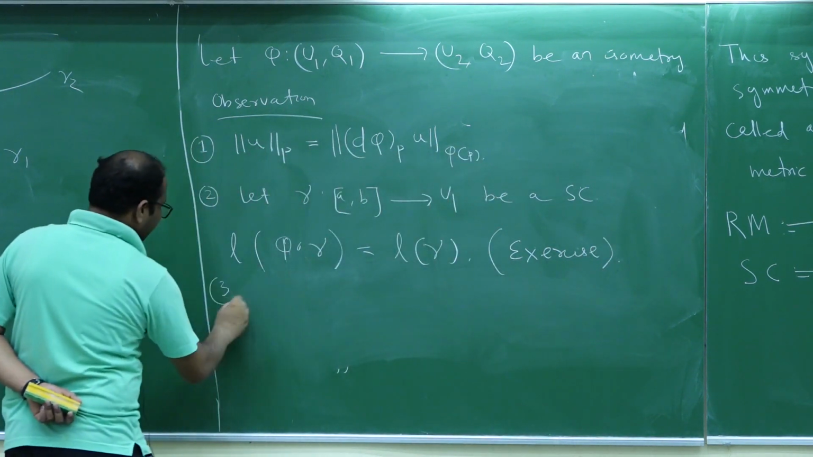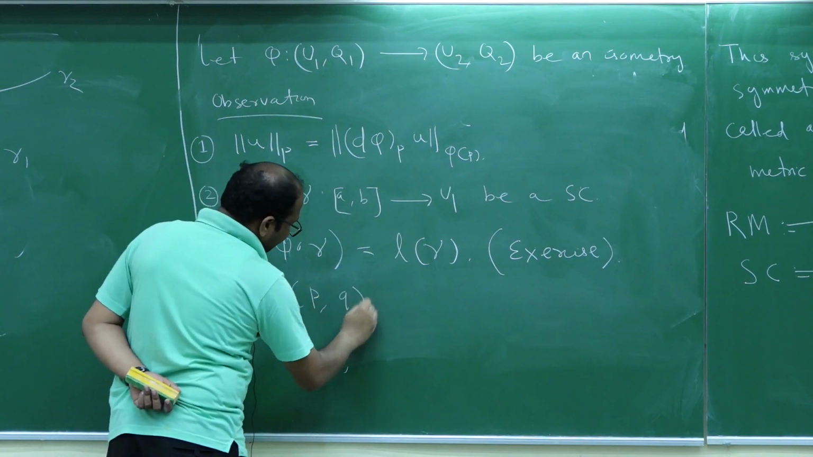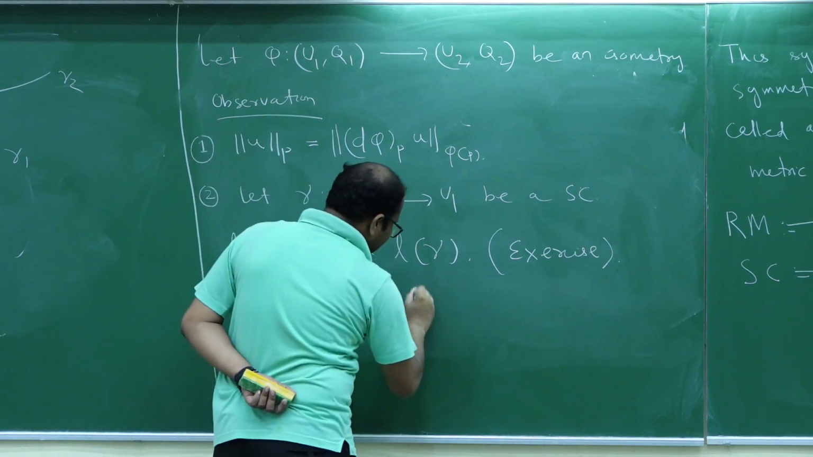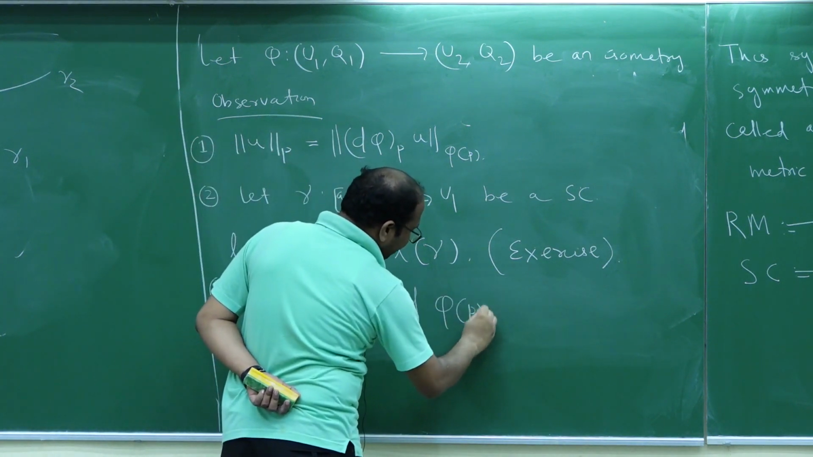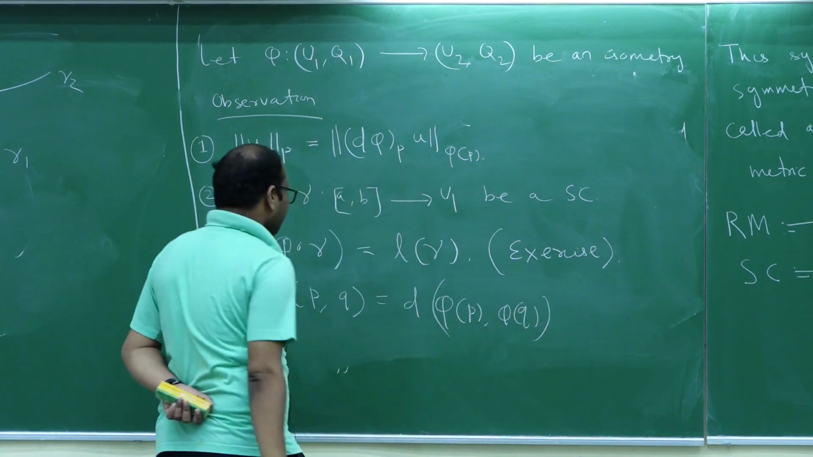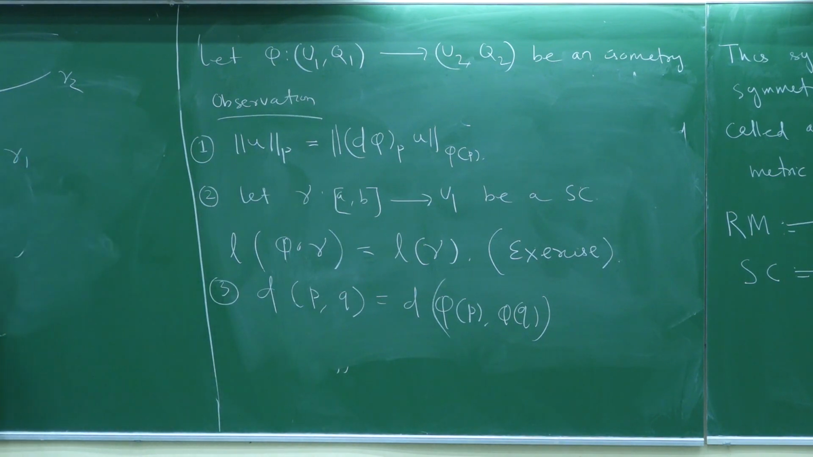The third thing is, if the distance between P and Q, where P and Q are in U1, is the same thing as the distance between phi(P) and phi(Q). So phi preserves distance.